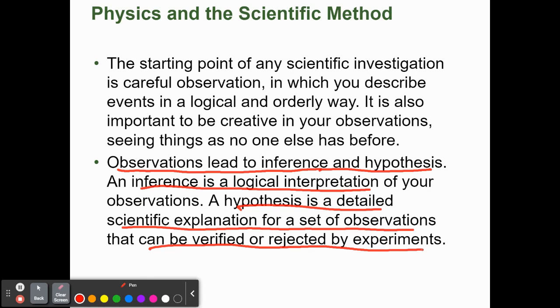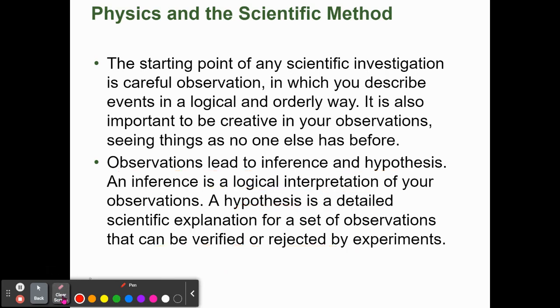A hypothesis is a detailed scientific explanation for a set of observations, but the difference is that you can verify or reject it by experimentation. So you have to be able to do an experiment to try and prove your hypothesis correct or to have it proven incorrect, or rejected. All right, so let's go on.